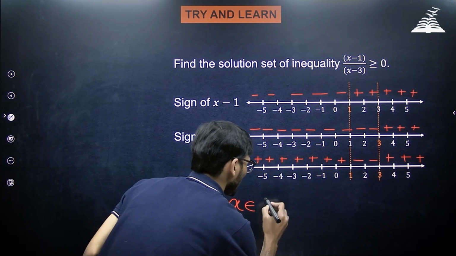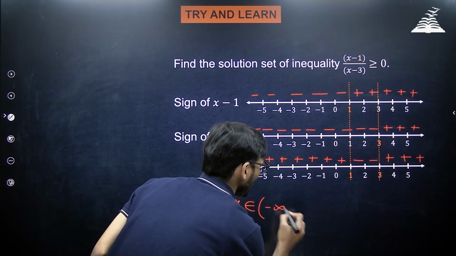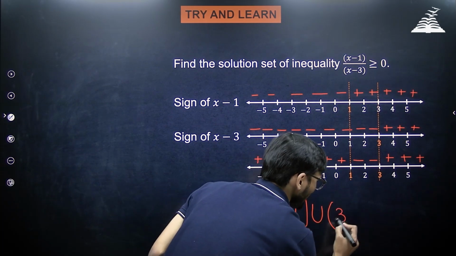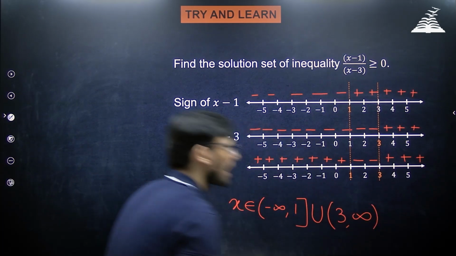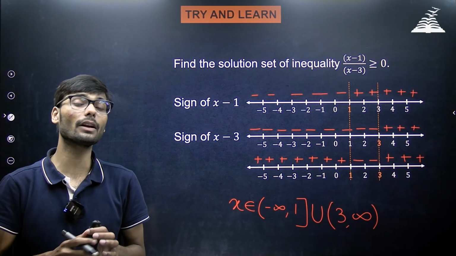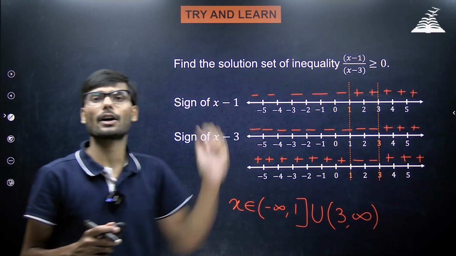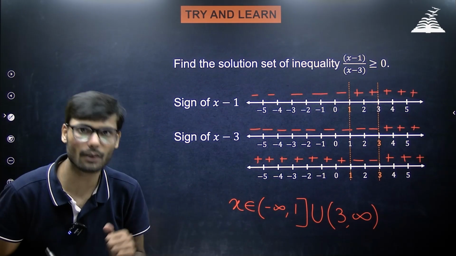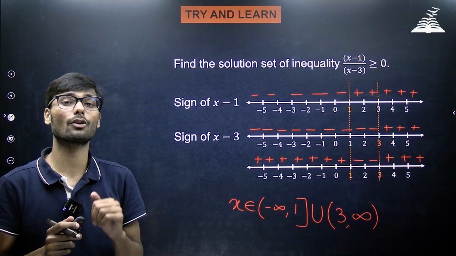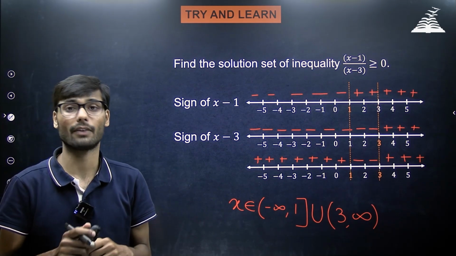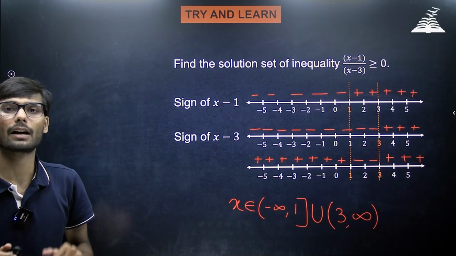We should be writing x belongs to minus infinity to 1, closed bracket at 1, union 3 to infinity, open bracket at 3. Why open bracket at 3? Because if x is equal to 3, this rational function will be undefined. If 0 is in the denominator, the rational number will be undefined. Okay, so this will be our answer.